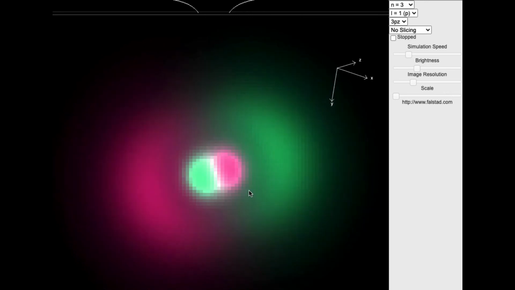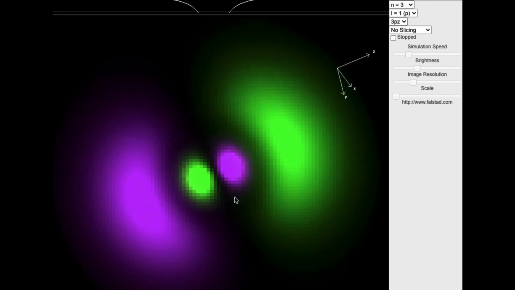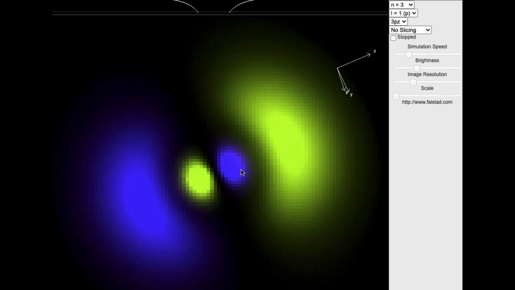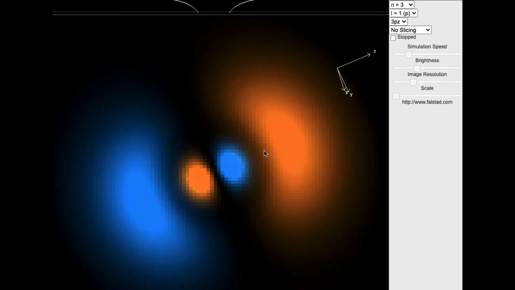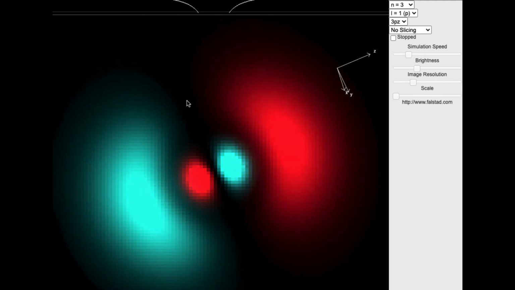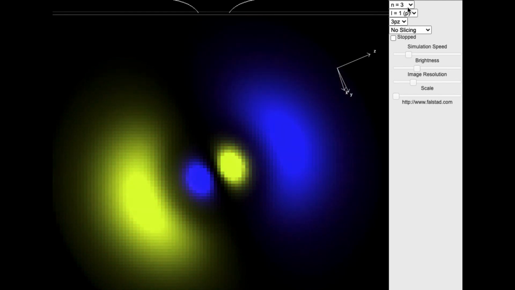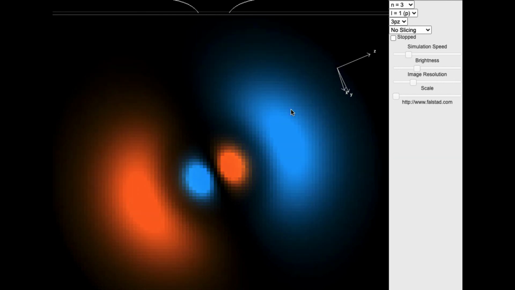And there we go. We can see the 3p orbitals, which have that same notion of a lobe on this side and a lobe on this side, and the node in the middle. But notice there's another radial node here, right? And that's because we're up at the n equals 3 level. So this still looks like a p orbital.